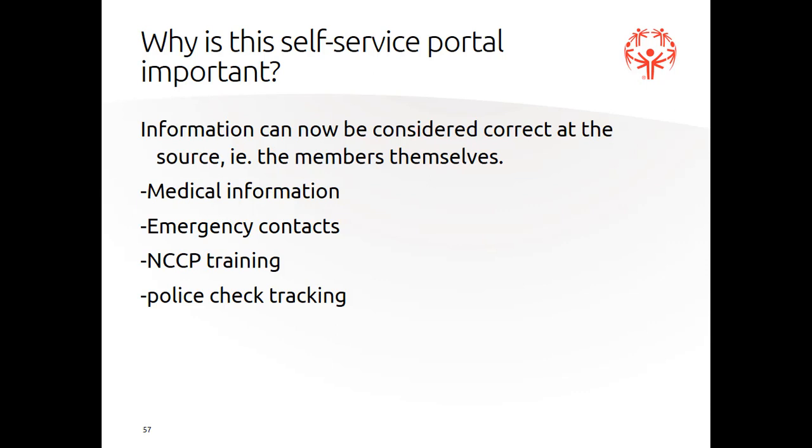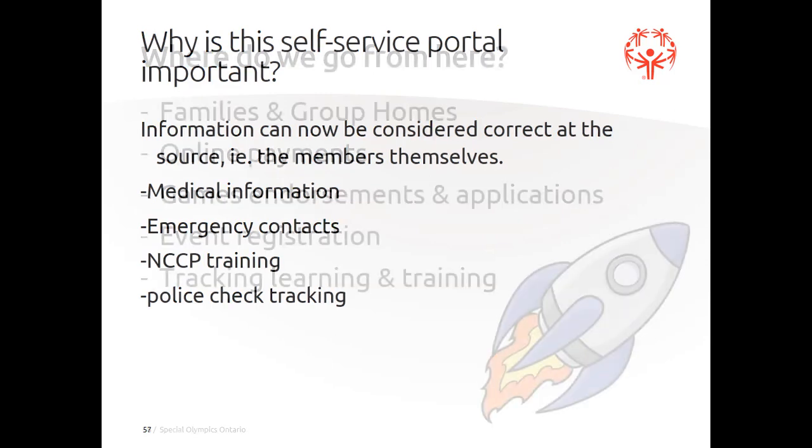So why is the self-service membership portal important? It's important because information can now be considered correct at the source, i.e. the members themselves. That includes medical information, emergency contact information, updated NCCP training, as well as police check tracking. This allows Special Olympics Ontario to confirm that all contact information is up to date, just as all people are required to update their own personal information as they register for other online services such as Amazon.